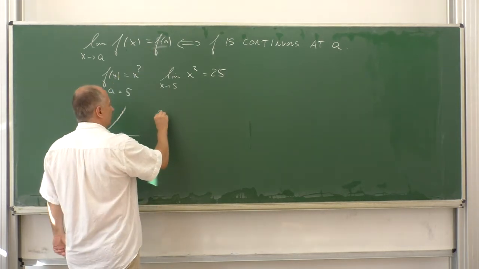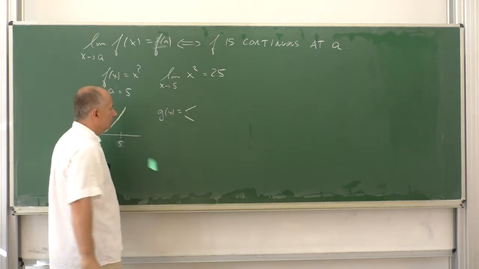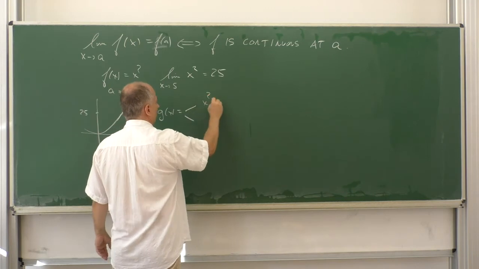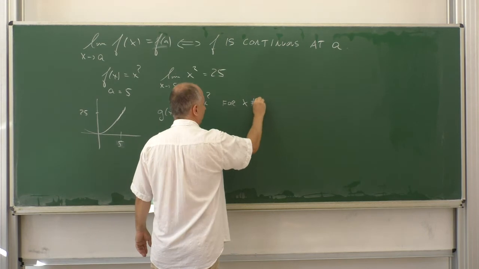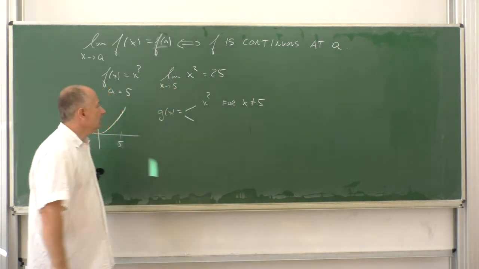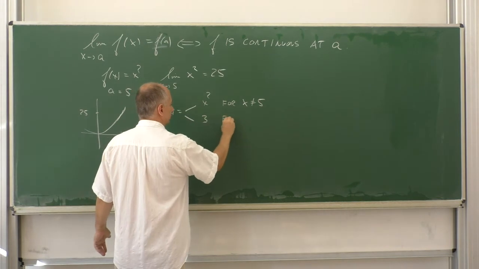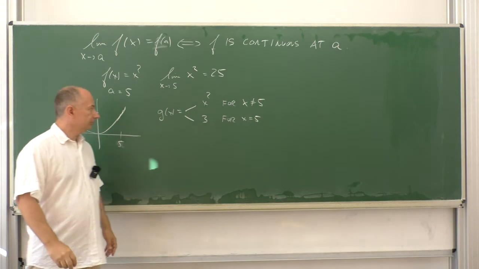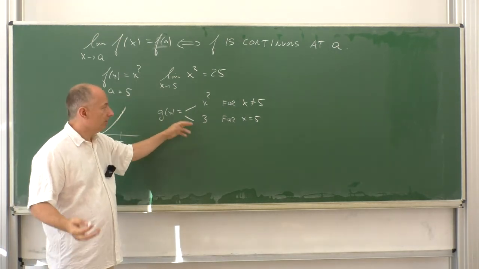Consider the function g that is defined in this unpleasant way. It is equal to x squared for x different from 5, and it is equal to 3 for x equal to 5. You may like it or not, but this is a legal function.